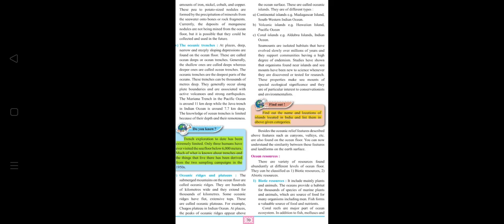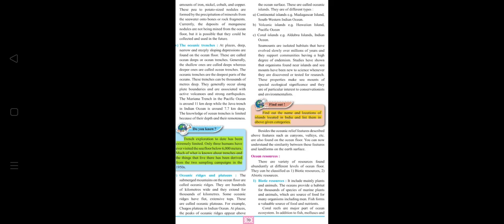Currently, what is the situation? These manganese nodules are not being mined from the ocean floor, but it is possible that they could be collected and used in future. Next one, the fourth one, we are talking about the ocean trenches.